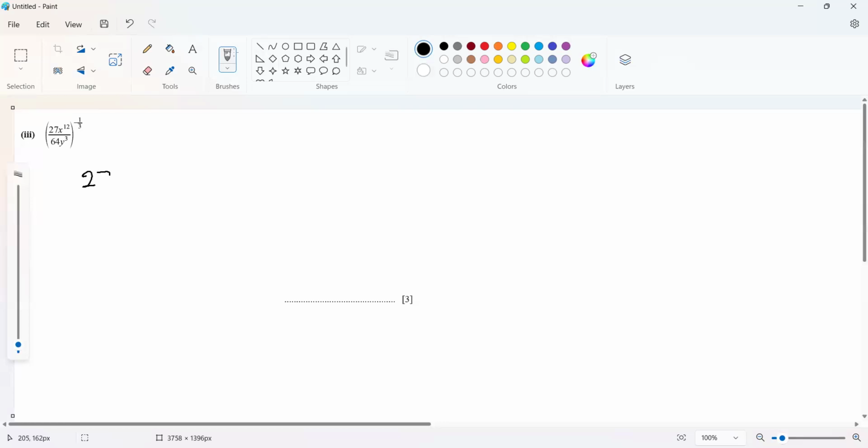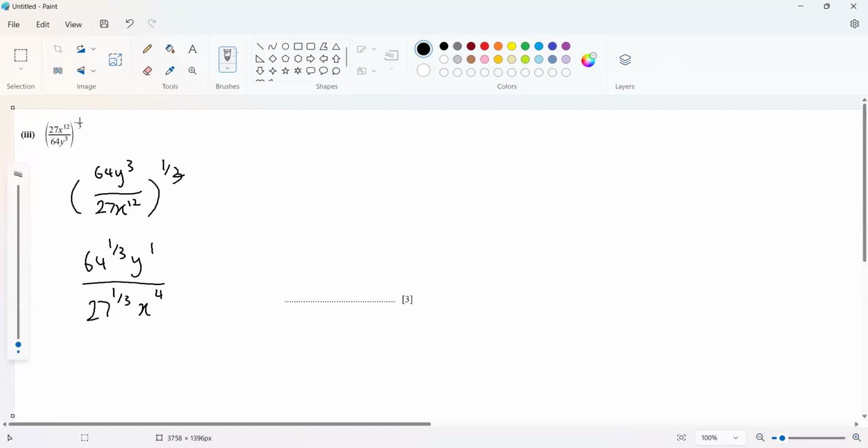So from here, to get rid of the negative first, we flip the entire fraction straight away. So it's 64y power 3 over 27 x power 12, all to the power of 1 over 3. Then from there, we will multiply the powers. So it's 64 power 1 over 3, y to the power of 1, 27 to the power of 1 over 3, x to the power of 4.